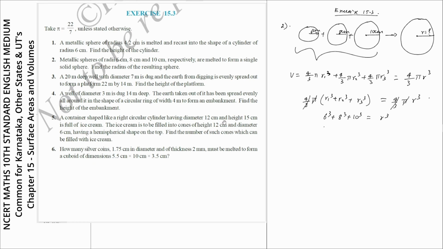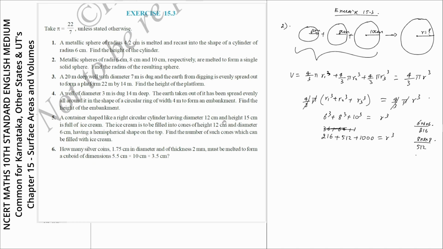So now 6 squared is 36, 8 squared is 64, plus 10 squared, sorry, it's all cubes, right? 6 cubed is 6 into 6 into 6, which is 216. Plus 8 into 8 into 8, which is 512. So 512 plus 10 cubed, 10 into 10 into 10 is 1000, 1 followed by 3 zeros, is equal to r cubed.